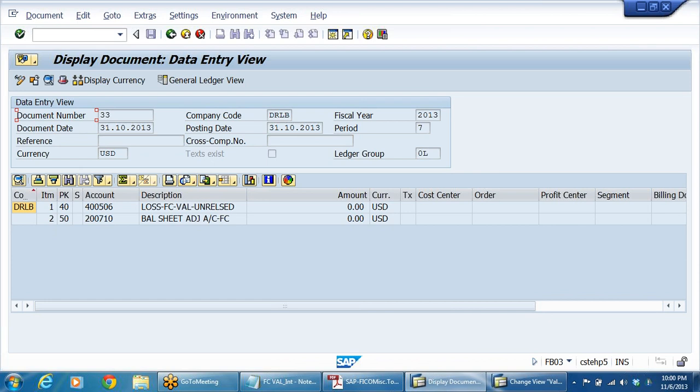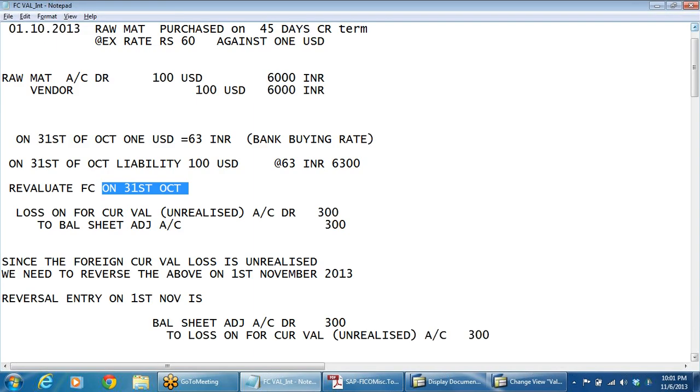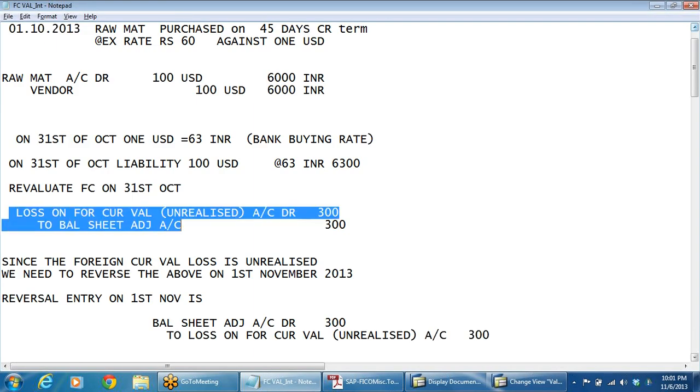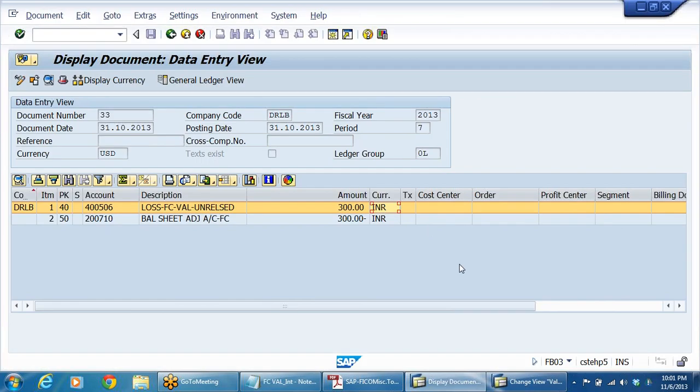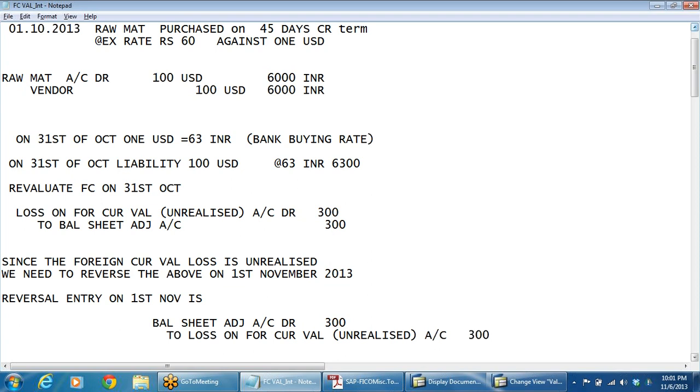First entry on 31/10/2013. Loss on foreign currency valuation unrealized. When in USD it is 0. Balance sheet adjustment account. See the display currency. Then INR is 300 rupees. The same entry I wanted. Loss on foreign currency valuation. See, everything the system automatically posted. We have not touched anything. We have executed that process. That's all. 300. Right? Since the foreign currency valuation loss is unrealized, we need to reverse it.